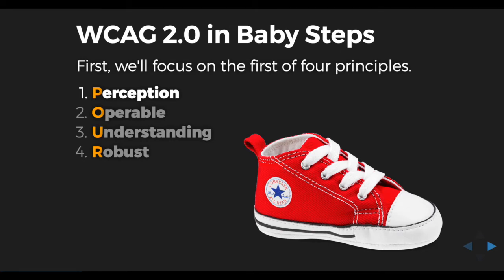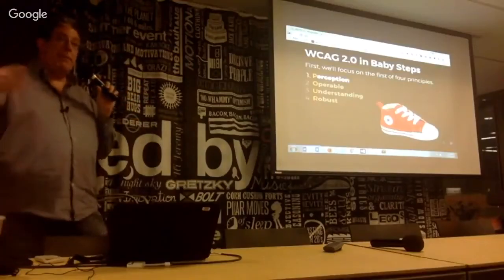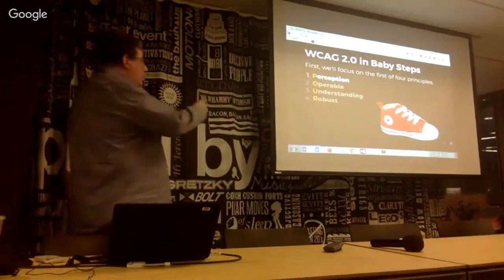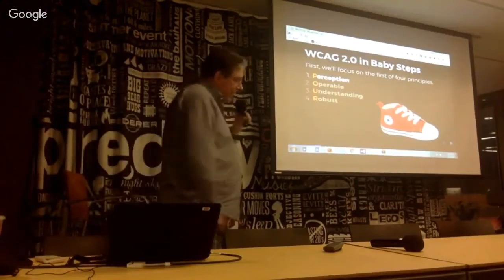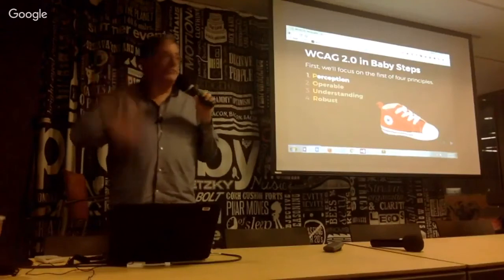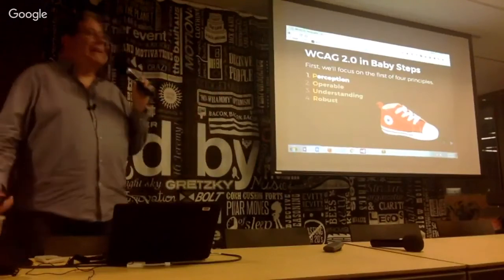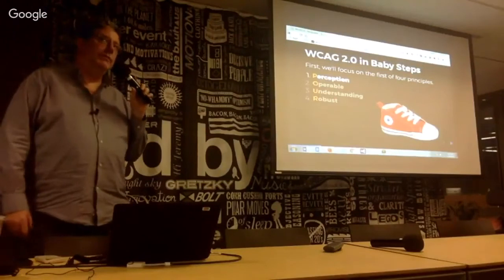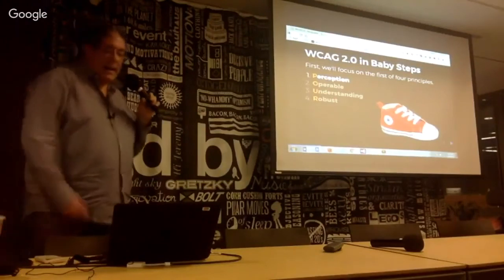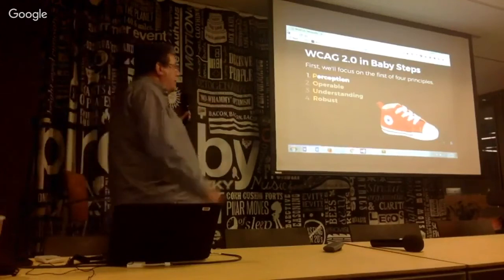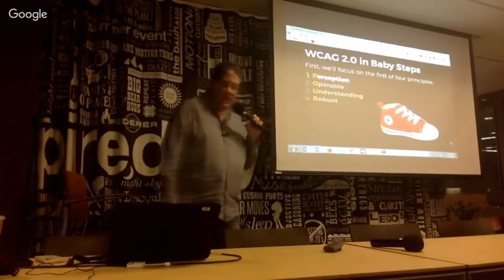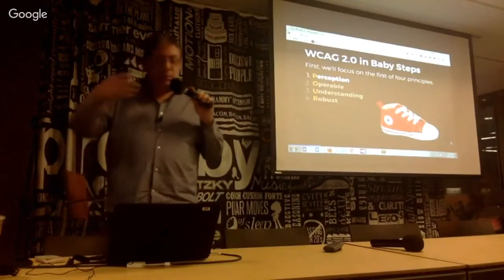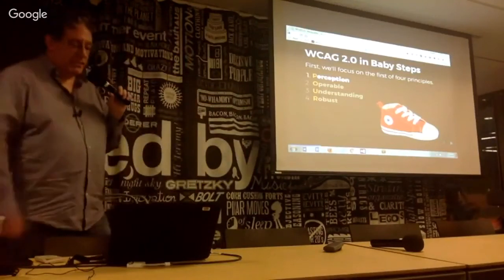So WCAG 2.0 in baby steps. First of all, we have the 4 principles as stated. We have perceivable, operable, understandable, and robust. If you ever need to remember what the principles are, they spell out POUR. This is something that's been drilled into my head, and I mean, it helps. I go, okay, what's U? Usable? No, that's not it. Typically, U and R are the ones I can't remember, but perception and operable I can sort of get. But we're going to be covering just perception in this particular event.